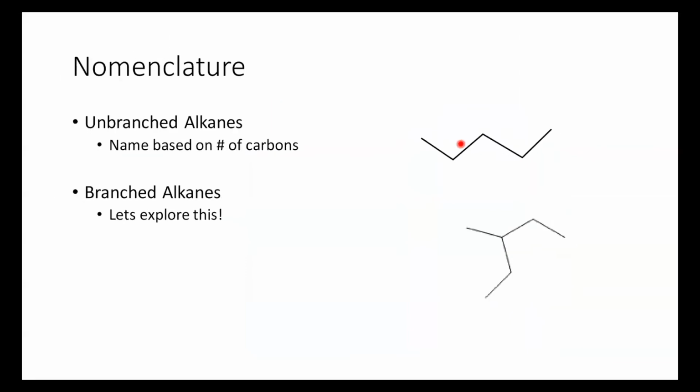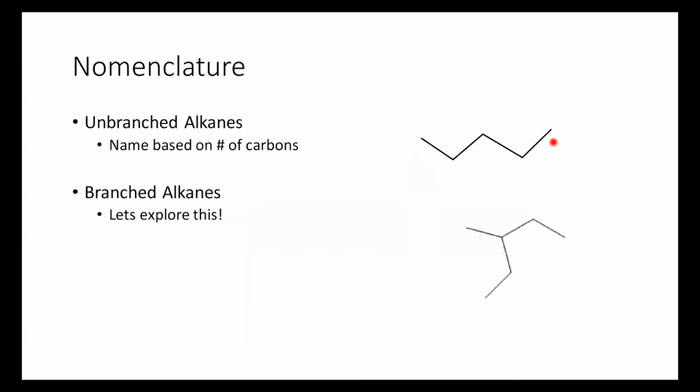So unbranched alkanes, again, like this example right here, are just a straight chain of carbons, right? Unbranched alkanes are named based on the number of carbons. As we talked about on Monday, each peak and each end is a carbon, right? So we have 1, 2, 3, 4, and 5 carbons. This unbranched alkane is named just based on the number of carbons.